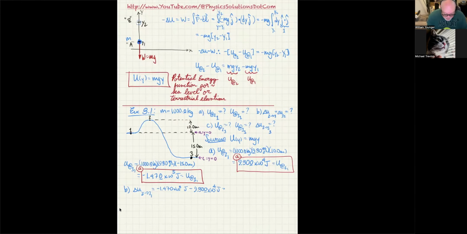And from this, I get negative 1.470 times 10 to the fifth minus 9.8 times 10 to the fourth. And that gives me negative 2.450 times 10 to the fifth joules is equal to delta U 2 to 3.